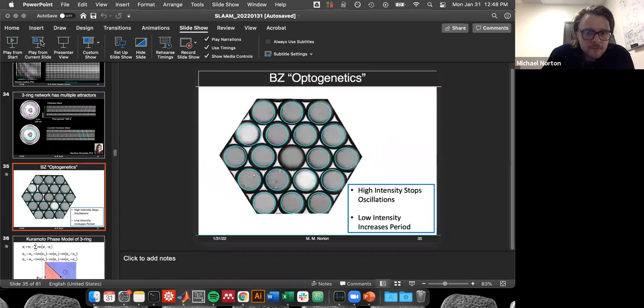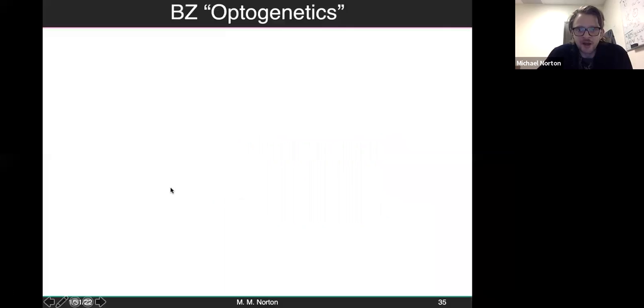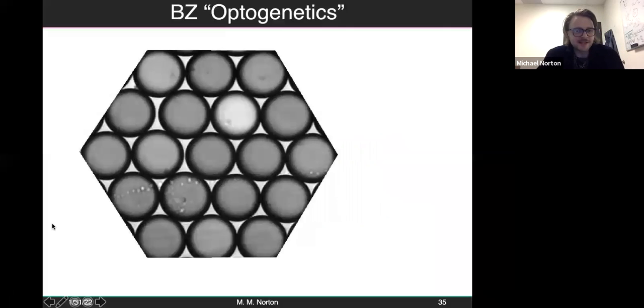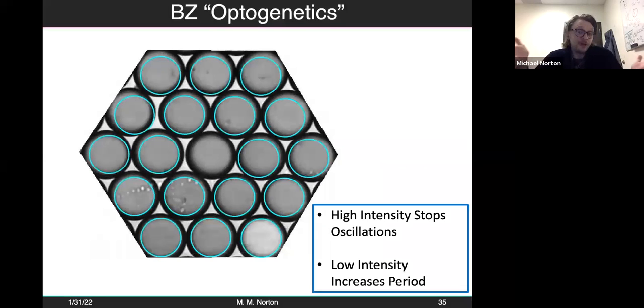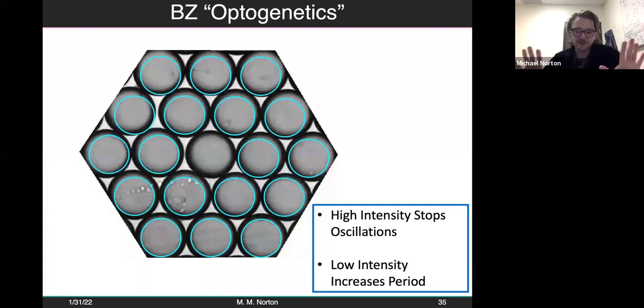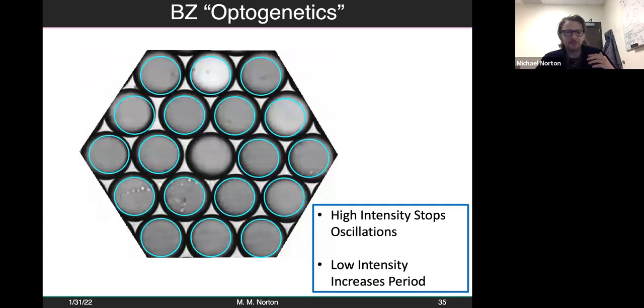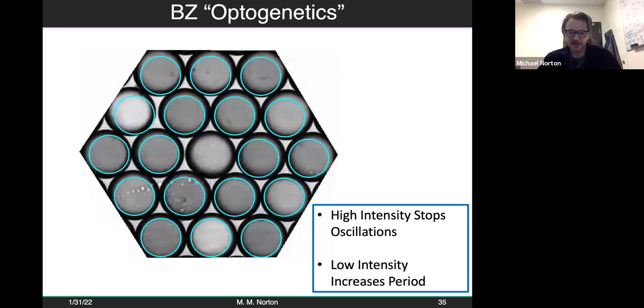What makes the BZ system great is that we also have this optogenetic ability to manipulate the phase of these oscillators. If we shine light on them, low amounts of light will elongate the period of oscillation, and high amounts will stop it altogether. And so we basically have a problem that's very analogous to the active nematic system, but it's much lower dimensional, because we just have the phase of the oscillators to worry about.